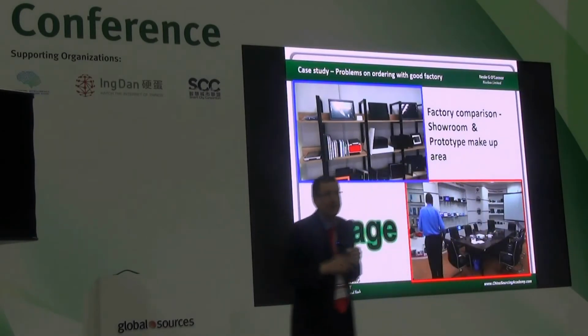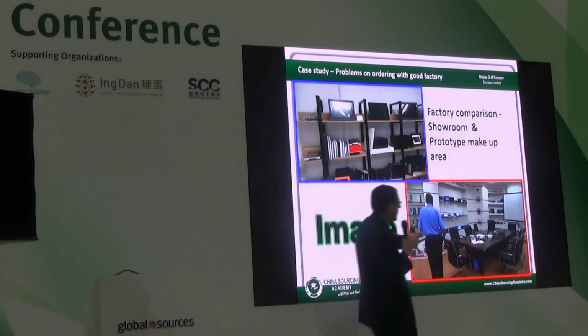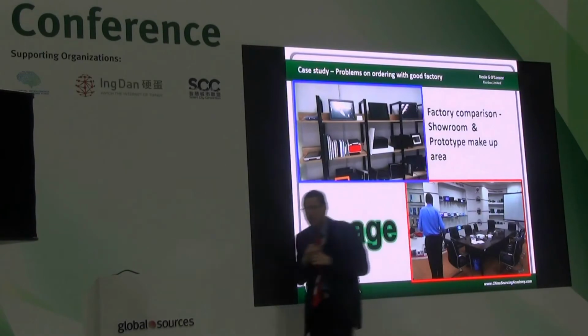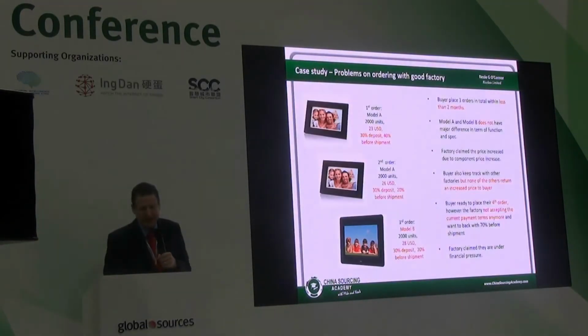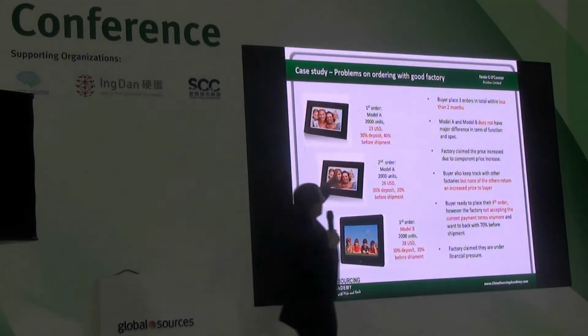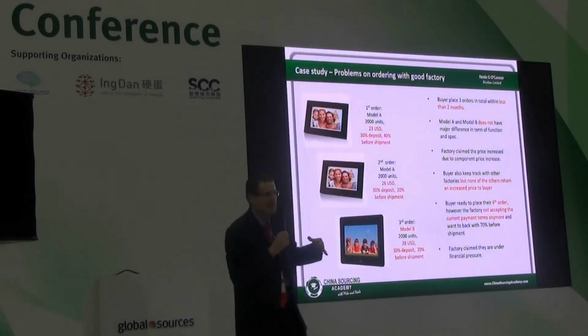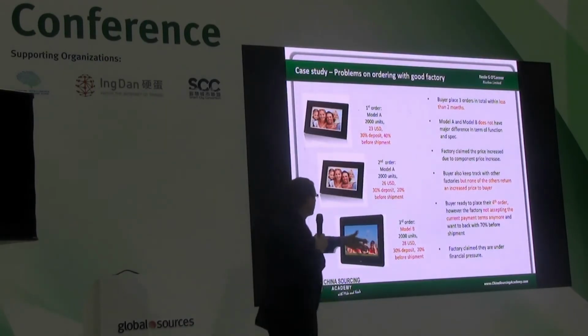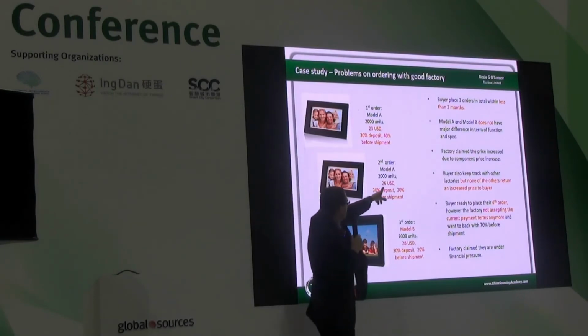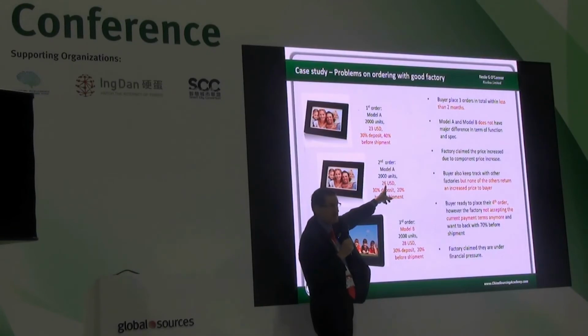Let's see what happened. I told my client, let's go with red. That's the order. On the first order, 23 US dollars for 2,000 units. Less than 2 months later, we put in another order for 2,000. They put it up to 26 US dollars. This is real. Last year it happened.